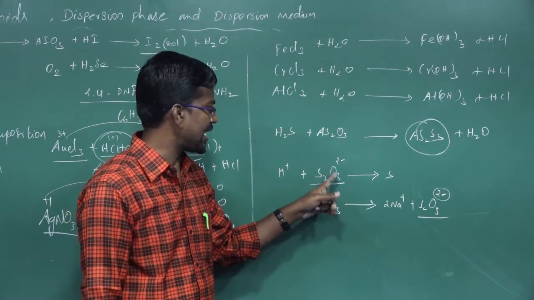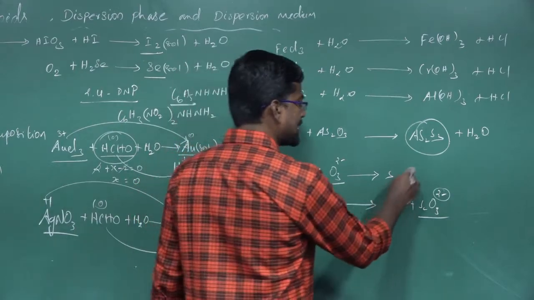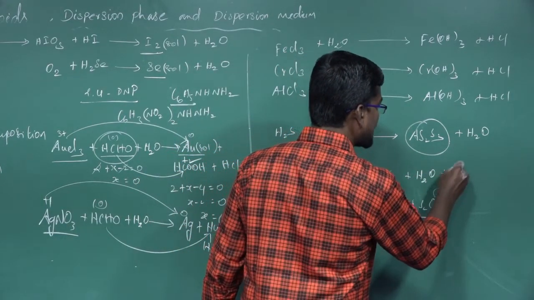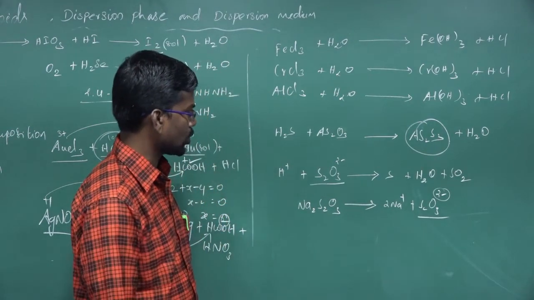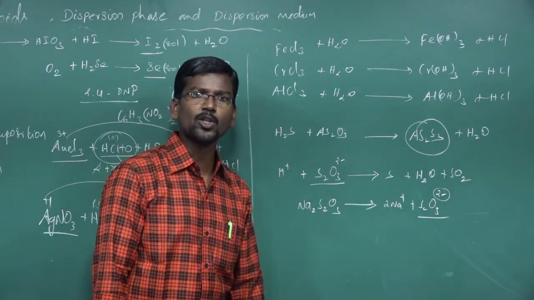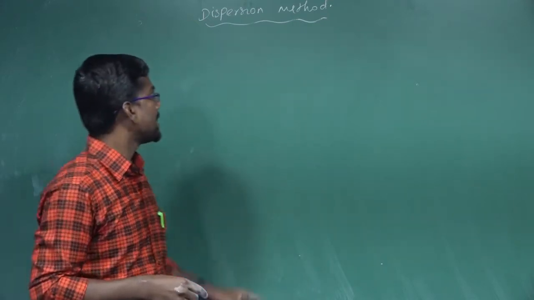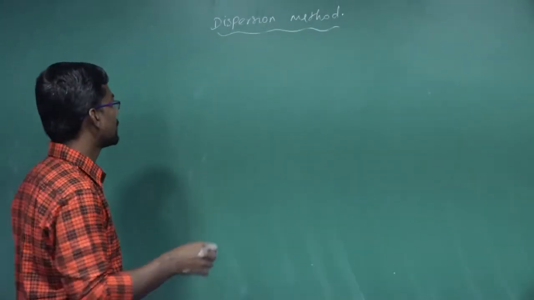Decomposition of thiosulfate solution gives water, H2O, and sulfur dioxide, SO2, which is removed. It is one method. Next one, the dispersion method. Totally 4 types of dispersion methods are there.